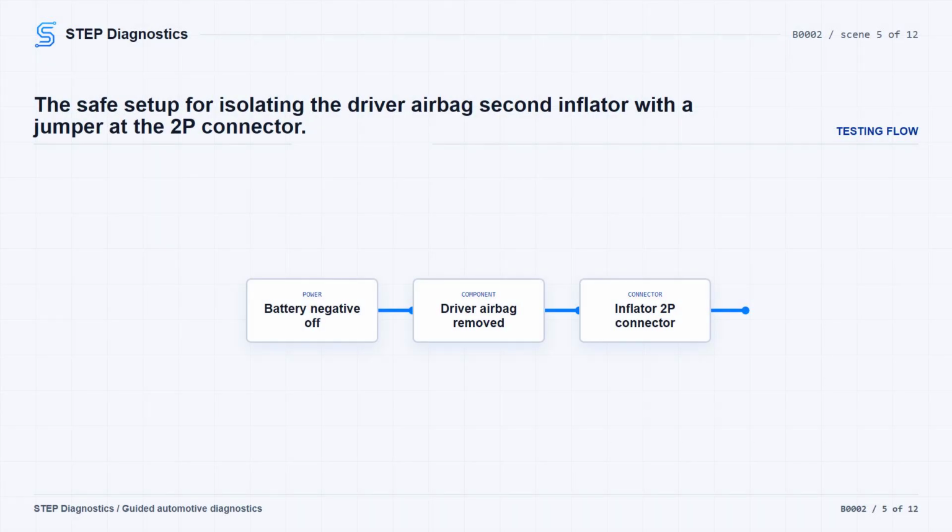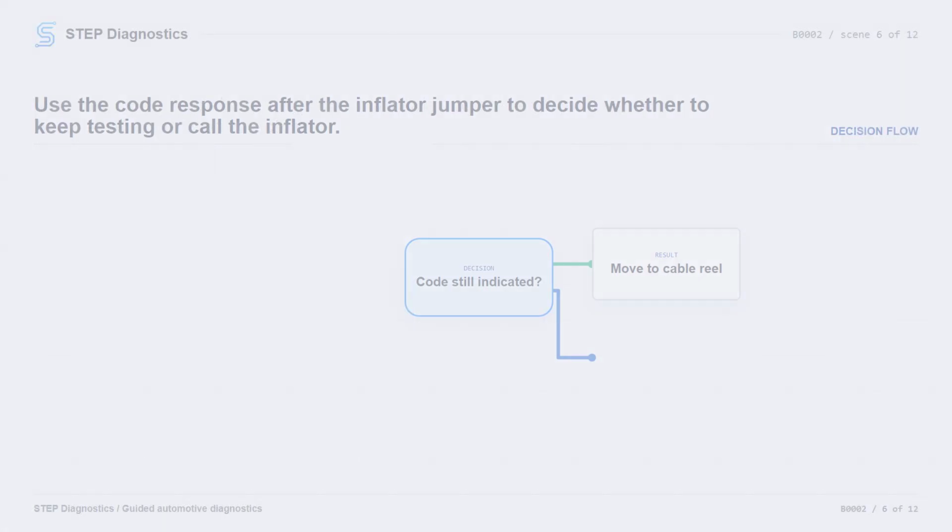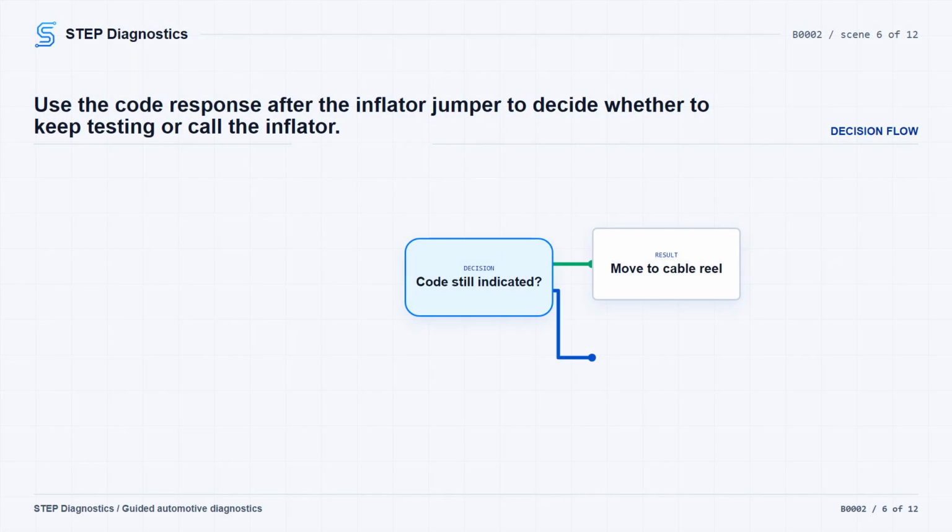With the fault duplicated, begin at the driver's airbag second inflator side. Turn the vehicle to OFF or lock mode. Disconnect the negative cable from the 12-volt battery and wait at least 3 minutes. Remove the driver's airbag, then disconnect the driver's airbag second inflator 2P connector at the cable reel harness. Now jumper the 2 terminals at that connector. Terminal A is no. 1 and terminal B is no. 2. Reconnect the negative cable to the 12-volt battery.